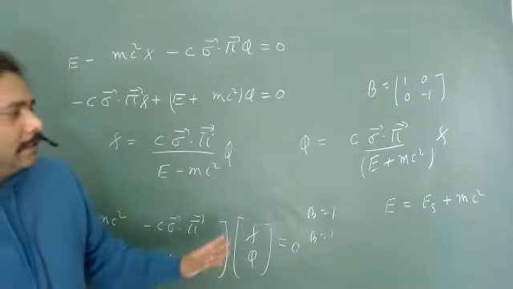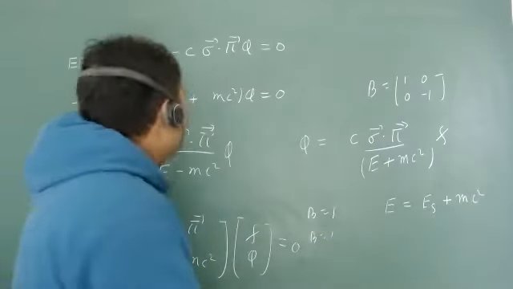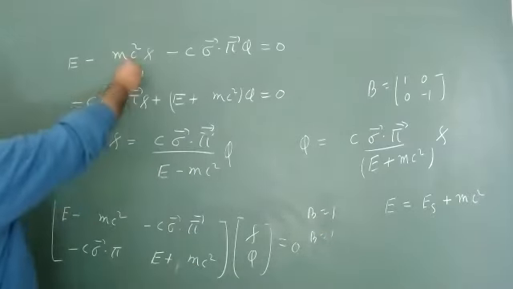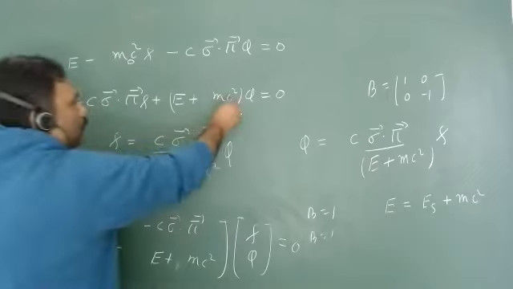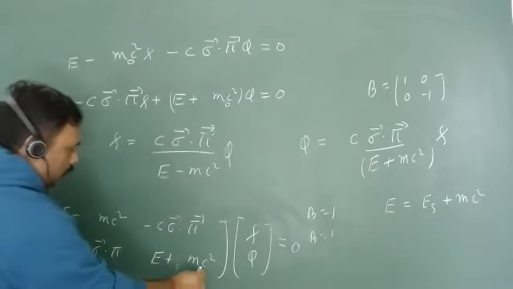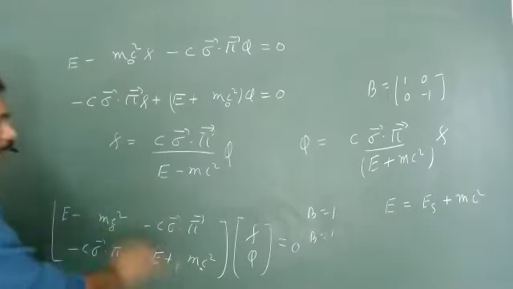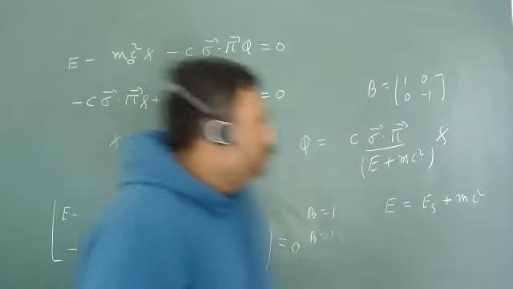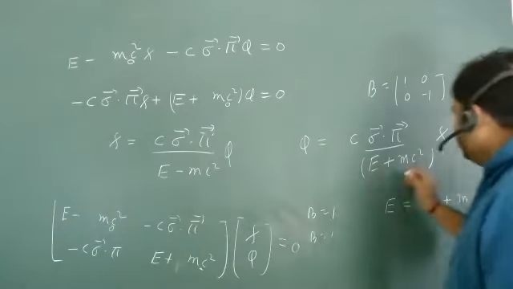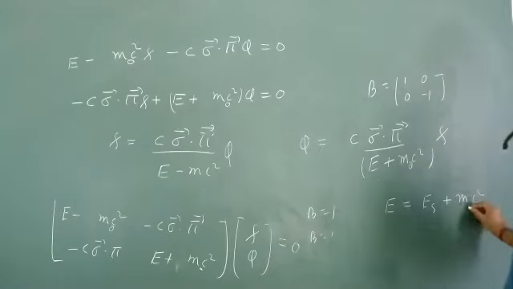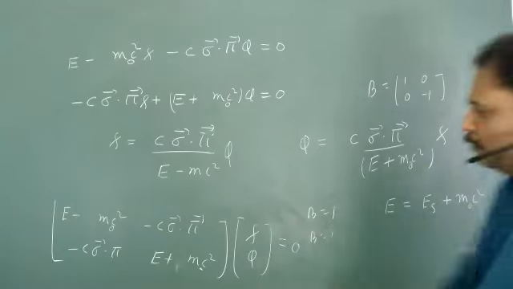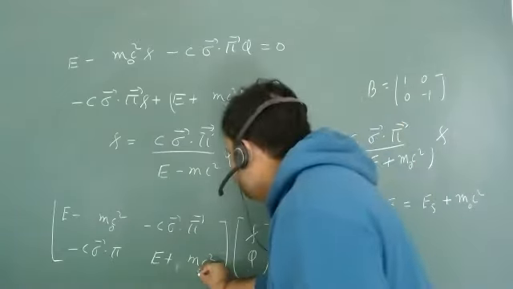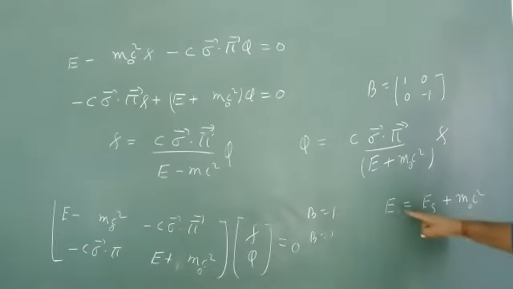The total energy is nothing but kinetic energy plus rest mass energy. If you want, you can just put m naught everywhere, so there is not any problem and no confusion. So I can write total energy is equal to Es plus m naught c square.